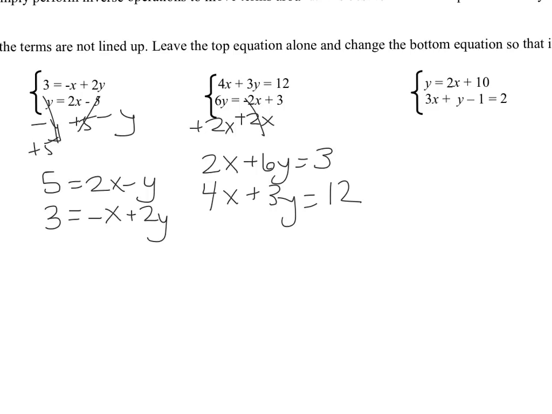You could take the top and subtract the 4x, and then you'd have the 3y lined up with the 6y, and then you'd have negative 4x lined up with the negative 2x, and then you would add 12. So like these aren't necessarily the only way to do it.